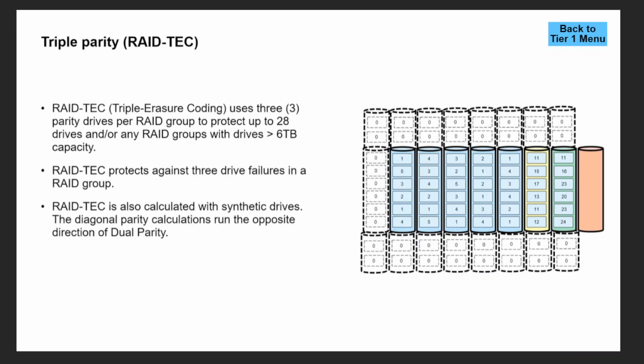Triple or T parity works just like diagonal parity, except the diagonal stripe goes the opposite direction. The values of physical blocks, synthetic blocks, parity, and D parity blocks are summed and stored in the triple parity block.